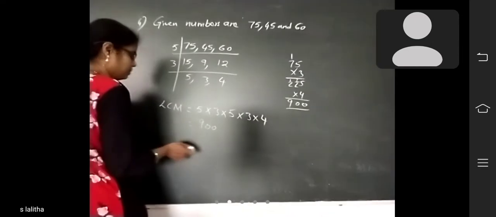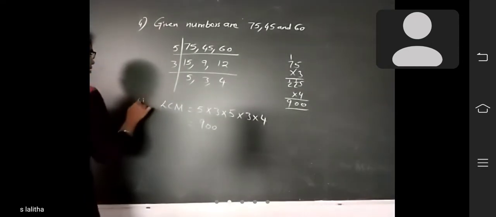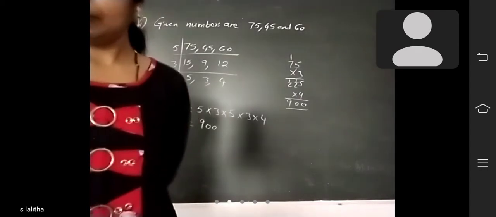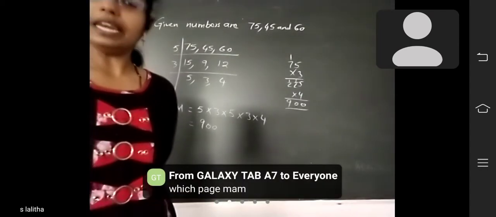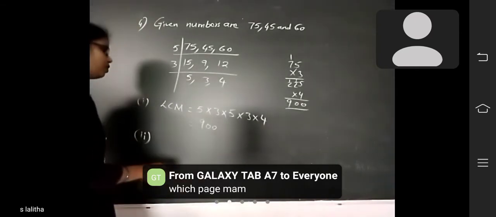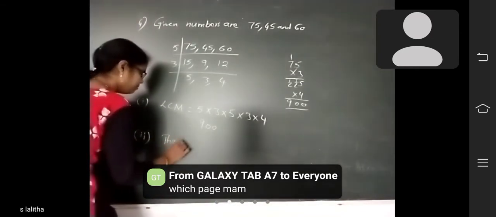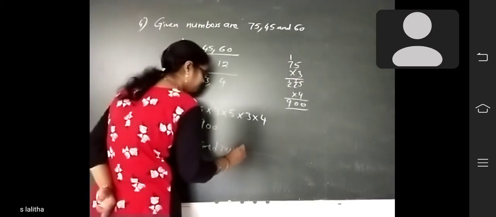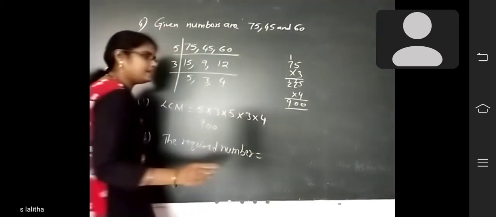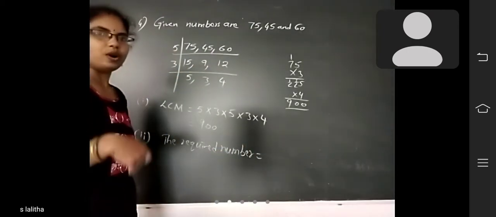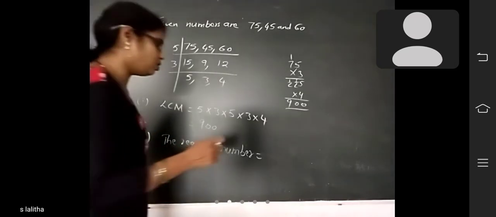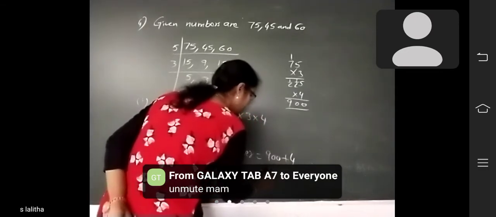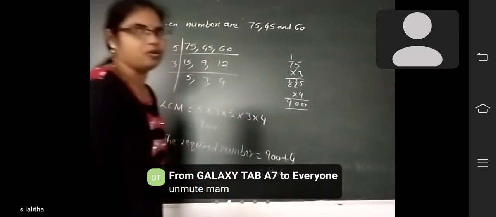It leaves no remainder. This is the first one. Now the second one. What is given in the second one? The remainder 4 in each case. So remainder 4 in each case means the required number equals, remainder means subtraction, so the opposite of subtraction is addition. So 900 plus 4. How much? 904. Okay. Right.